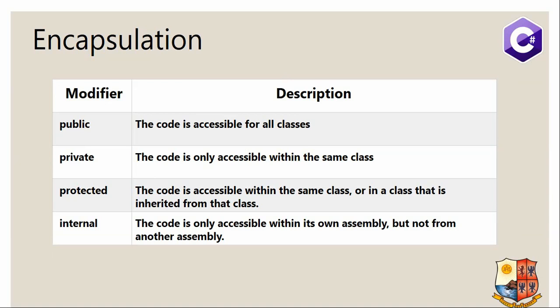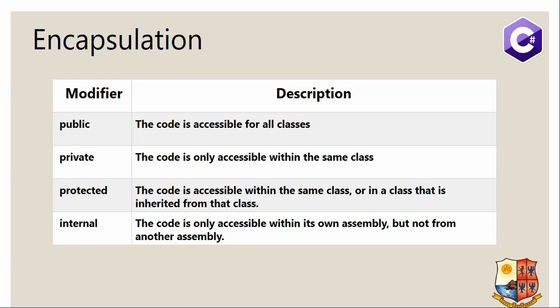Public means the code is accessible to all classes. No restrictions on anything. It's just like a public ground. Then private. This code is accessible within the same class. I have another diagram in which I'll tell you the modifiers' availability. But just see this, protected. The code in the same class and also in classes inherited from that class, these two are available. Then it is protected.